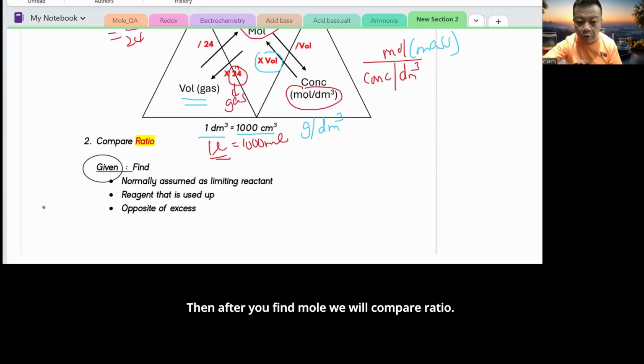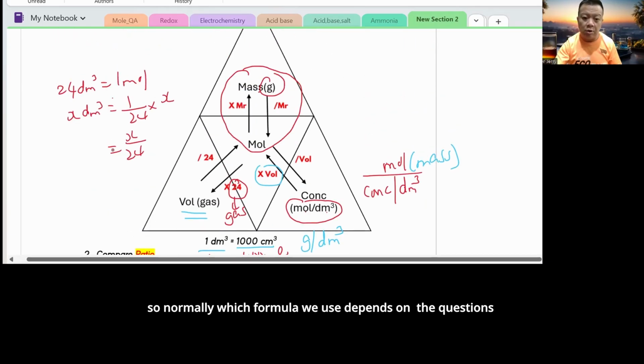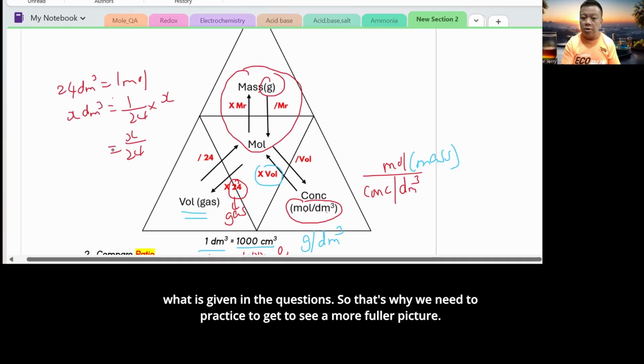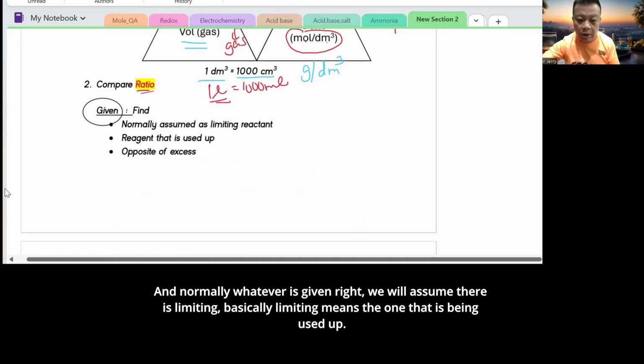All right, after we find moles already, then we will compare the ratio. We will look at what we are given. Normally which formula we use depends on what's given in the question. So that's why we need to practice to see a fuller picture. Try to look at some of the videos on how I go through calculation questions. And normally, whatever is given, we will assume is the limiting.